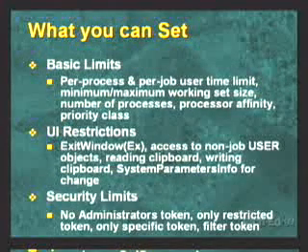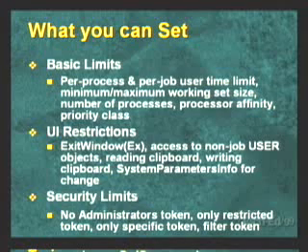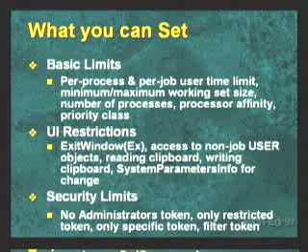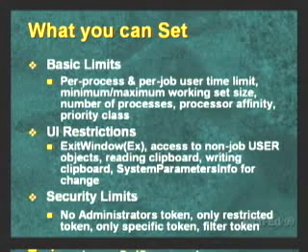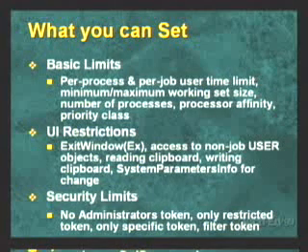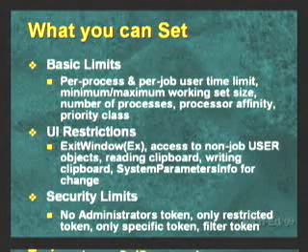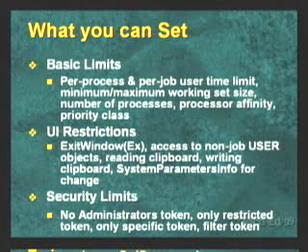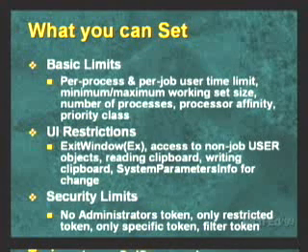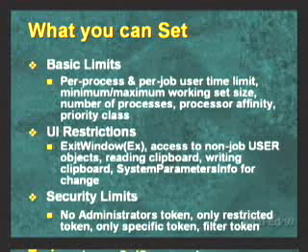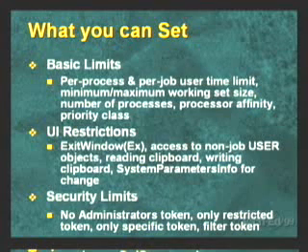So here's an example of the basic limits that you can set. There's per-process and per-job user mode time and kernel mode time. There's a minimum and maximum working set size. Number of processes that can be in the job at any one time. You can set processor affinity, so I'll only let these processes run on this one CPU on the system, freeing up the other processors for doing other work in the system. You can also enforce a priority class.